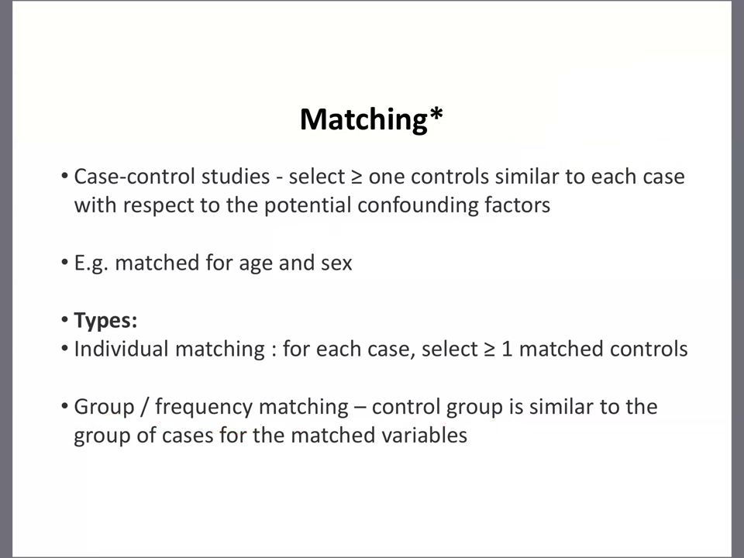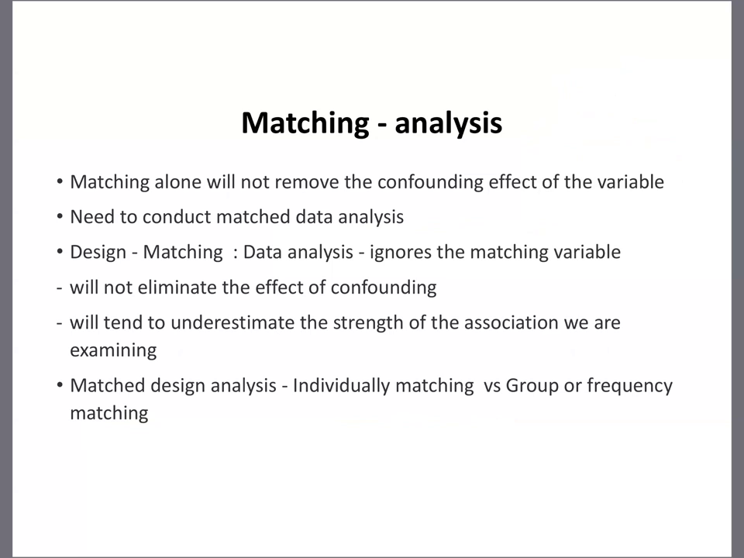Now, what is important in matching is that just by doing matching in your design, you are not going to control your confounding. Matching in the design should be accompanied by matched data analysis. This is very, very important. If you are doing matching, especially this 1:1 matching or individual level matching, you have to ensure that you do a special kind of analysis, matched data analysis. If you do not do so, then you are not eliminating confounding and you will underestimate the association of the exposure and the outcome.